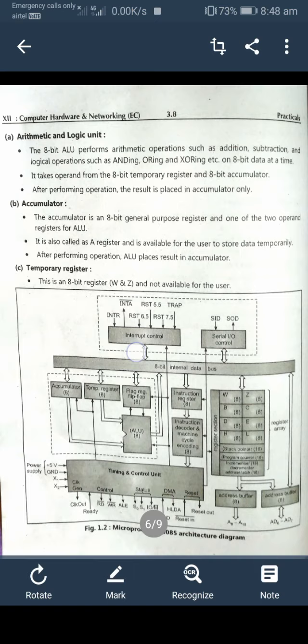Accumulator. The accumulator is an 8-bit general purpose register and one of the two operand registers for the ALU. It is also called register A and is available for the user to store data temporarily. After performing the operation, the ALU places the result in the accumulator. Temporary register. This is an 8-bit register, W and Z, and is not available for the user. The microprocessor 8085 architecture diagram is shown in the diagram.